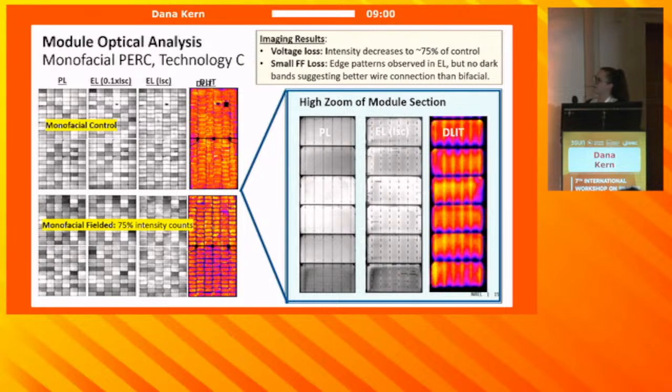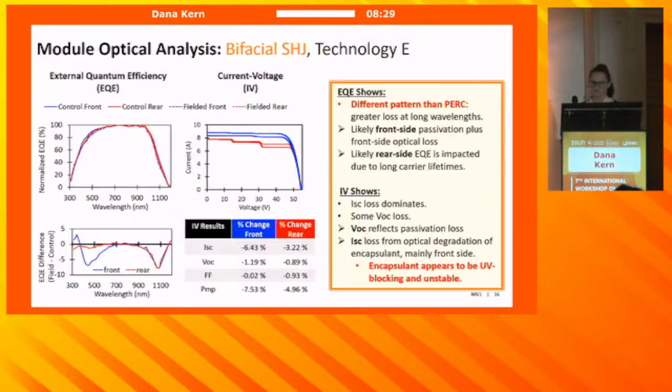Over here, this is the same type of imaging for the monofacial module. Again, we see a decrease of the overall luminescence intensity to about 75% of the control. That's consistent with the VOC loss that was observed. If we zoom into the bottom corner of the aged module, we see in the electroluminescence images there is not that dark band structure, and that's consistent with less fill factor loss in the monofacial modules and a more stable wire connection on the rear side of the monofacial cells.